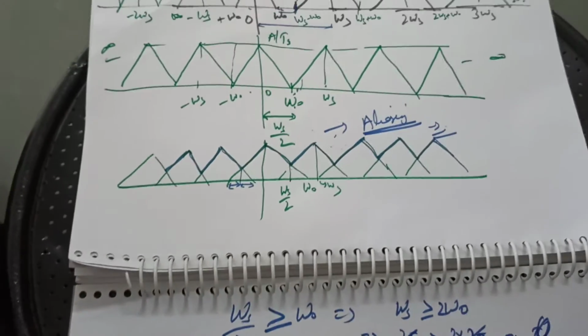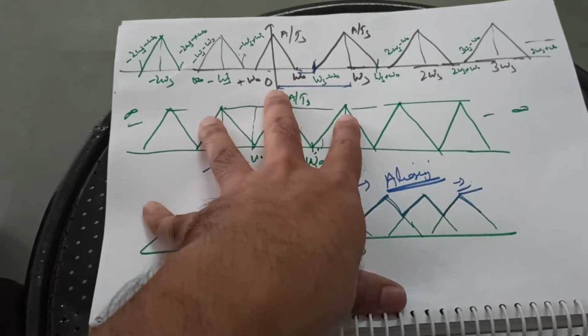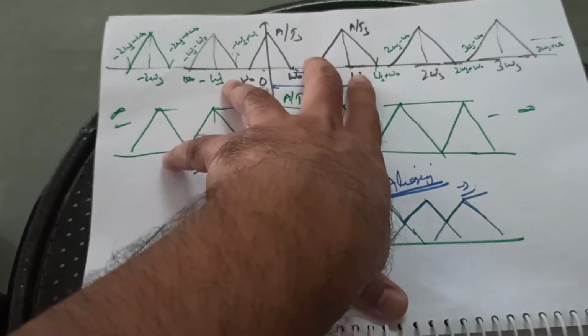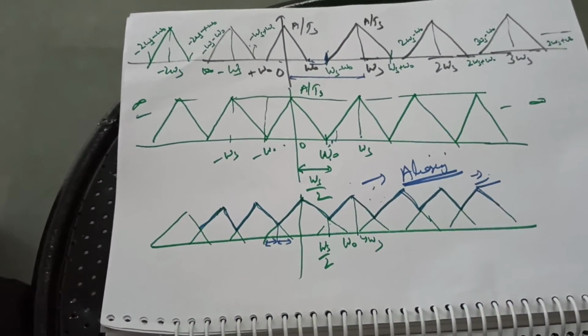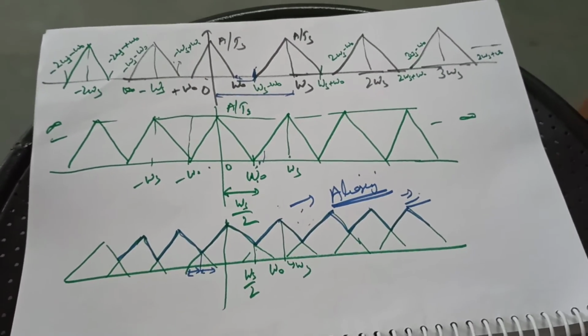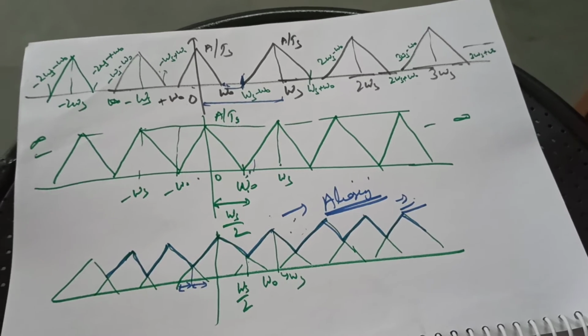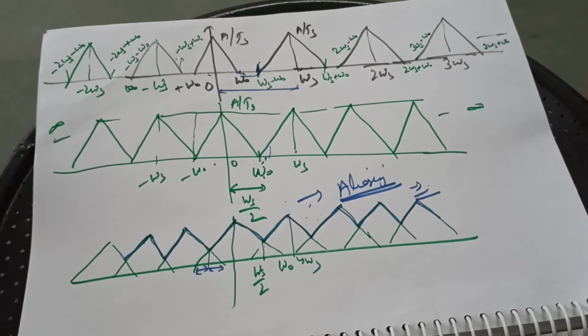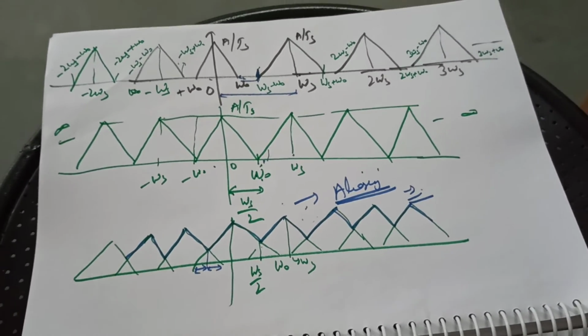This is the entire spectrum plotted. This is the entire spectrum and the addition is carried on. The amplitude is multiplied by 1 by Ts. Okay, clear? Now the Nyquist sampling rate can be explained from here only.